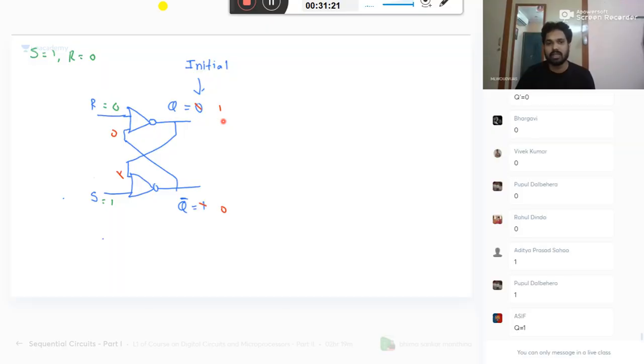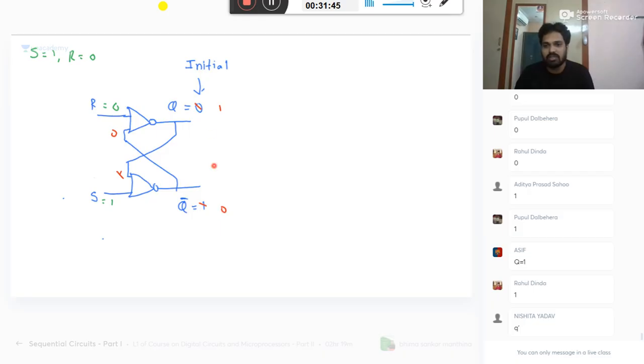I am repeating this again. Please see, I applied S equal to 1, R equal to 0. When one of the inputs to the NOR gate is 1, don't analyze the second input. The second input is nothing but the already existing value, connected like a feedback here. So this value can be anything. You just take it as 0 or 1, it doesn't matter, it is just an assumption. 1 plus anything is 1. Whole bar will give you 0.